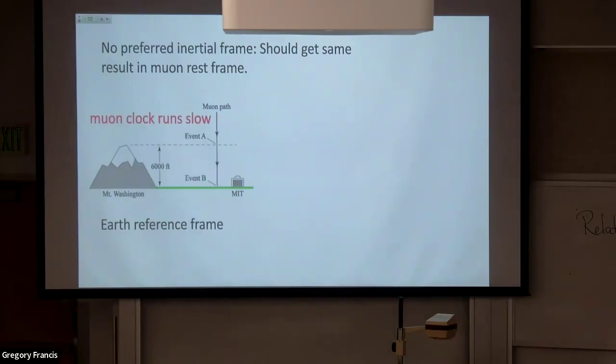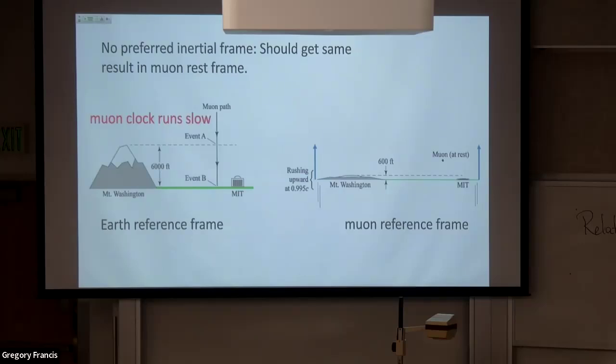The muon clock is running slow in the Earth frame, and that's how we explain the discrepancy in our data. But in the moving frame, the muon doesn't think he's moving, but he sees Mount Washington and MIT's campus coming towards him at 0.995 the speed of light. Okay, and that means that the distances, Mount Washington looks 1/10 as tall.